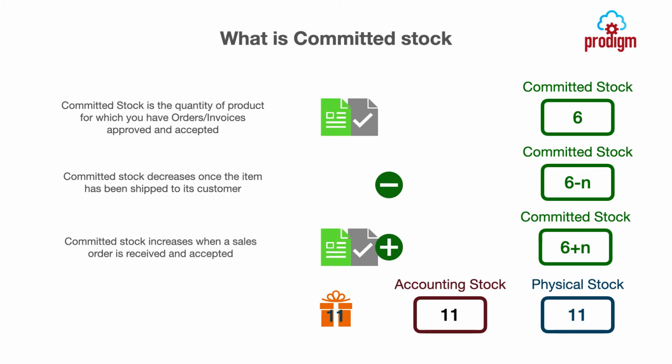Committed stock increases when a sales order is received and accepted. So you're committing your stock levels to be supplied out to your customers.